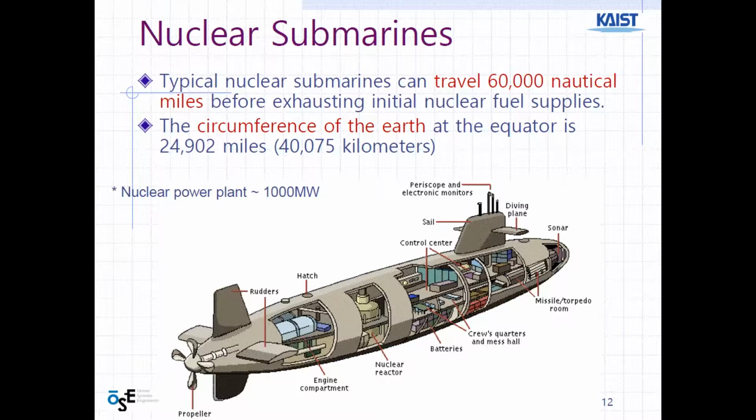Usually, nuclear power plant capacity is about 1 gigawatt. So it is a very big capacity. Nuclear submarines use uranium as a fuel, making it possible to downsize the reactor. So these days, small nuclear submarines could be made.